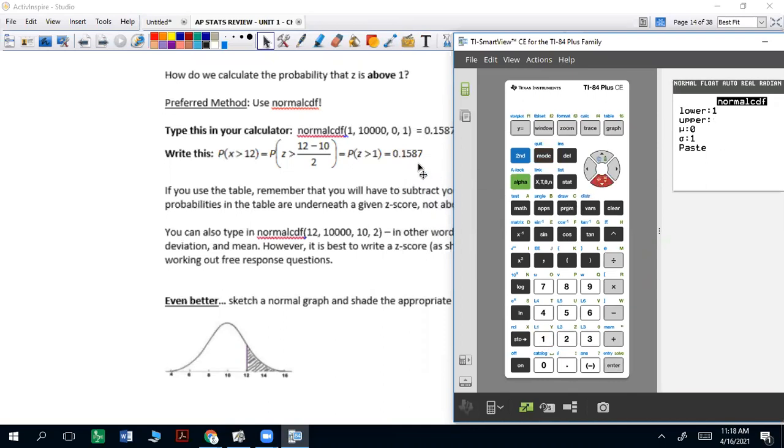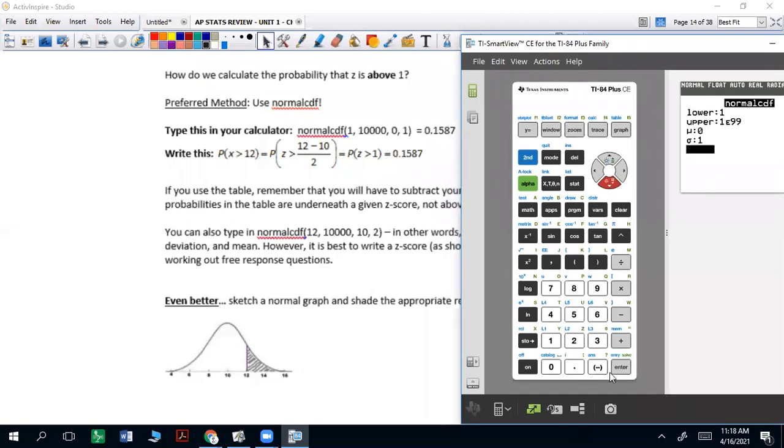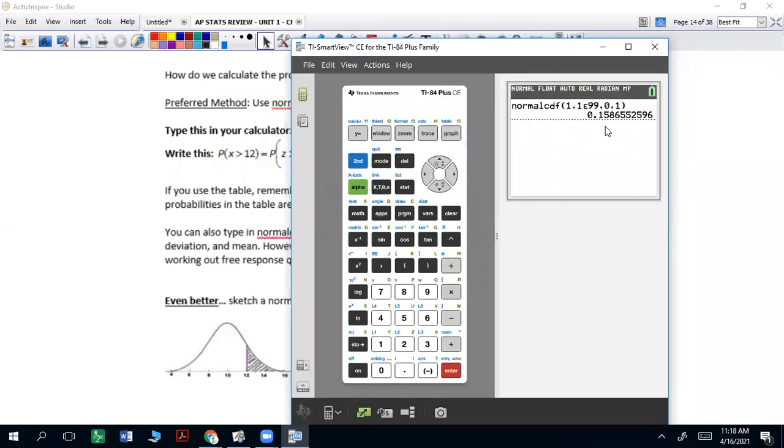My upper, I wrote 10,000, but obviously you can do 1E99. Your goal is to have the highest number possible when it's going above. If it's a Z-score, we keep the mean at 0 and the standard deviation at 1. If the data is different, then we're going to use something else. So in this case, if I use 0 and 1, that's going to give me 0.1586. The probability of it being above 1 is about 16%.